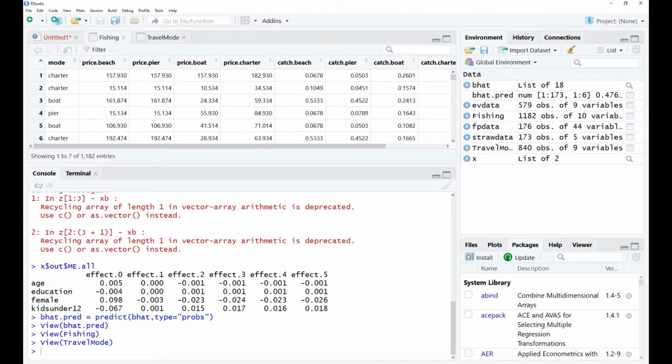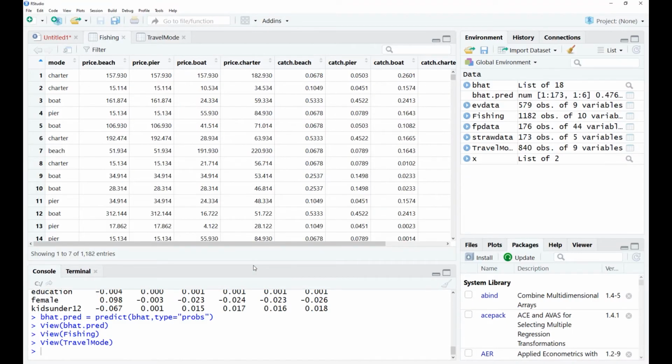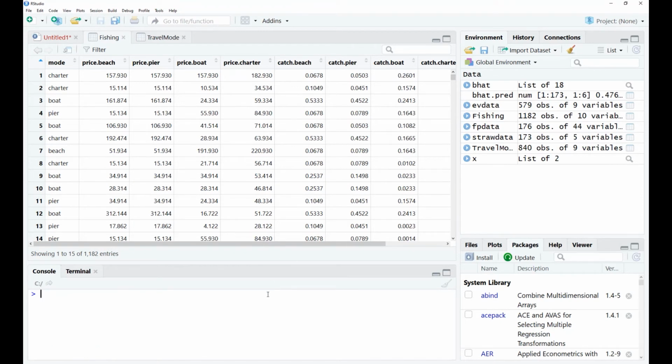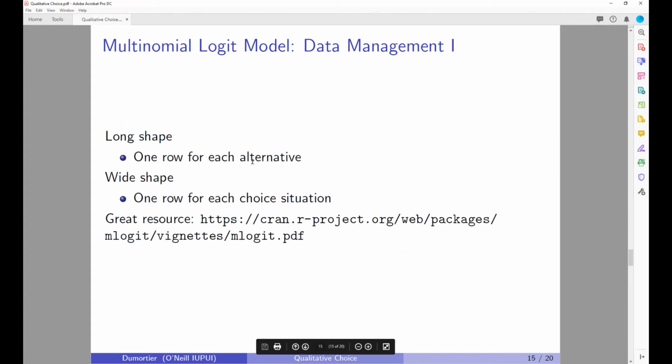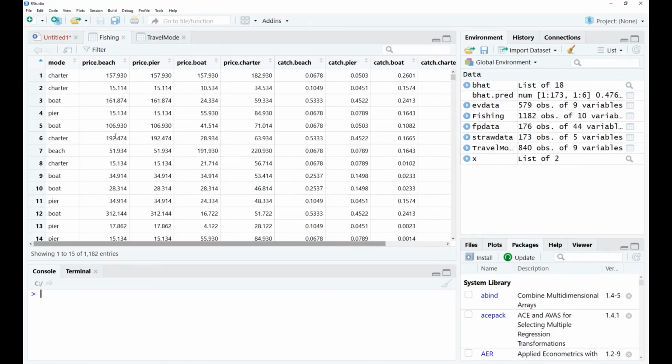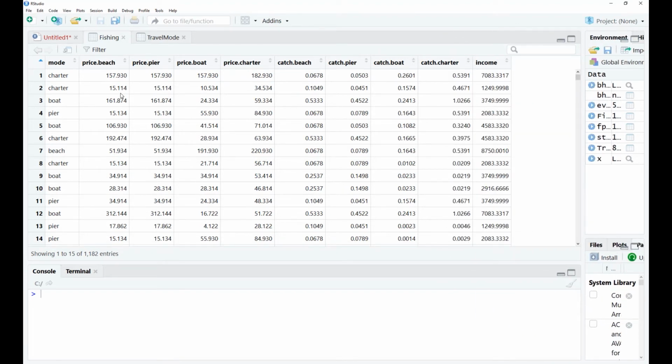So when you look at those two data sets, okay, then we said that fishing is in the wide format, where we have one row for each choice situation. So in this case, we have the first person, okay, the first person is in the first row, and that person picked charter. And the income of this person was $7,083.